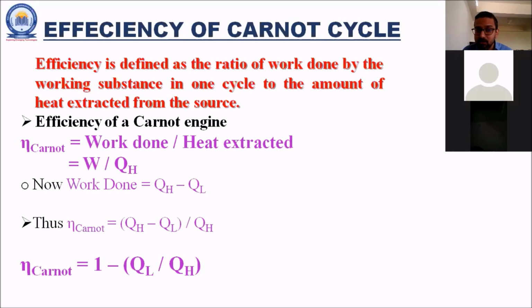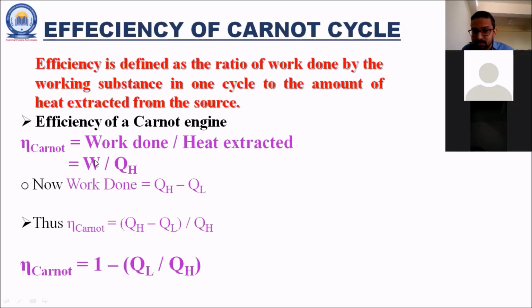So eta Carnot, or efficiency of Carnot, is the work done upon the heat extracted by the working fluid. So that is W upon QH. QH was the amount of heat energy extracted by the working fluid from the source. So now work done is equal to the amount of heat supplied minus the amount of heat rejected.